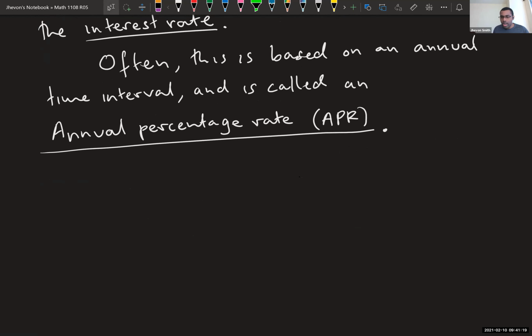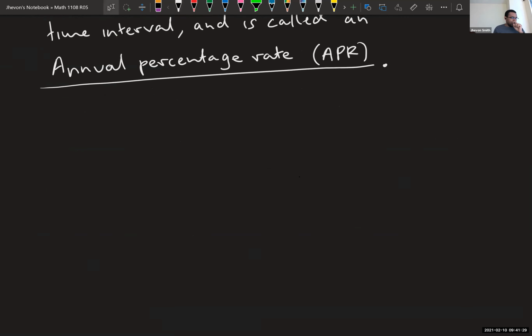And most of the time, that's what. So really emphasis on often here. Most of the time, when someone quotes an interest rate to you, it's going to be based on an annual thing. Okay, what else do I want to tell you? Now, okay, so the type of interest.